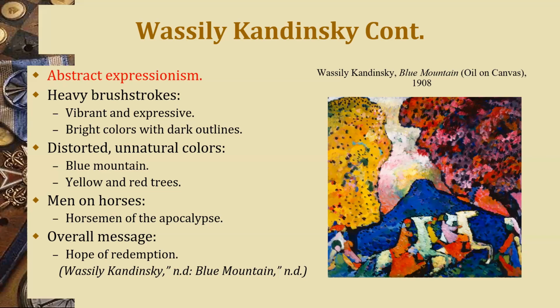The use of unnatural color is particularly apparent in the artist's inscription of a blue mountain bounded by red and yellow trees. In this painting, the artist aimed to boast a sense of hope in an era that was characterized by unceasing chaos and conflicts. This message is especially derived from the inclusion of horsemen of the apocalypse in the painting.